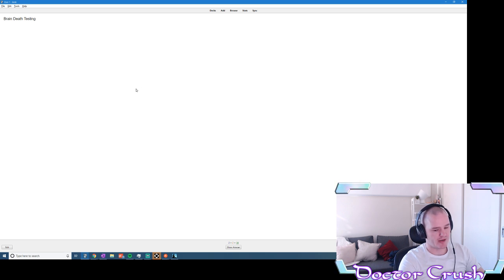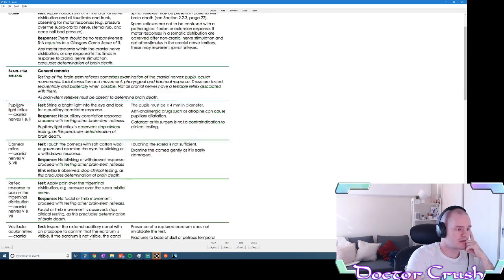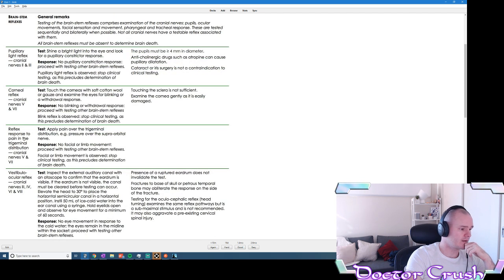Brain death testing. You look for general reactivity to painful stimulus, and then you check each cranial nerve. Are they in a coma? Noxious stimuli everywhere? They need to be a GCS 3. Then you do brainstem reflexes. Cranial nerves five and seven by trigeminal-facial link. Cause pain on the face, and you're looking for a response to that.